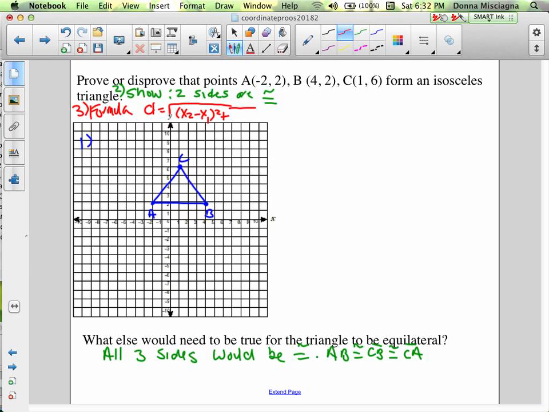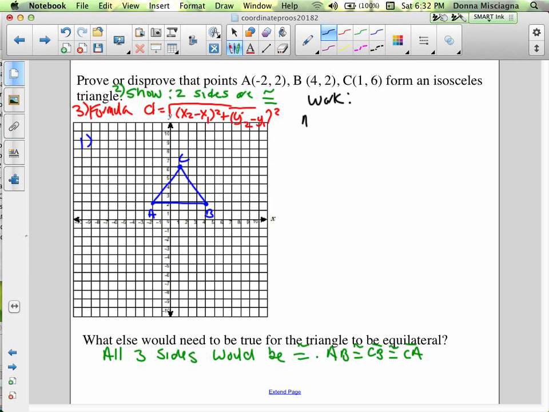All right, so there's our distance formula: the difference in the x-coordinates squared plus the difference in the y-coordinates squared, then we simplify the radical, and then we need our work. We'll find all three sides.